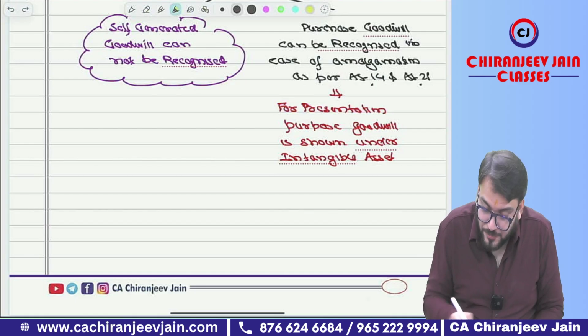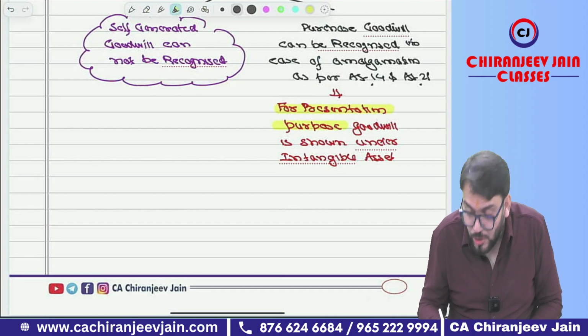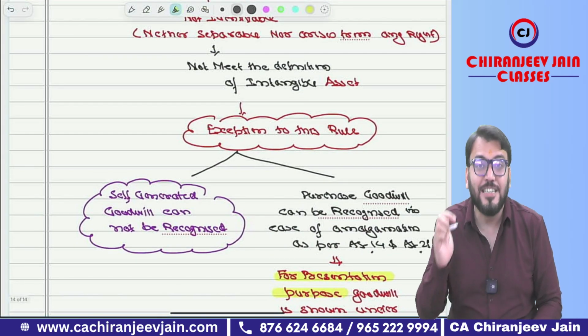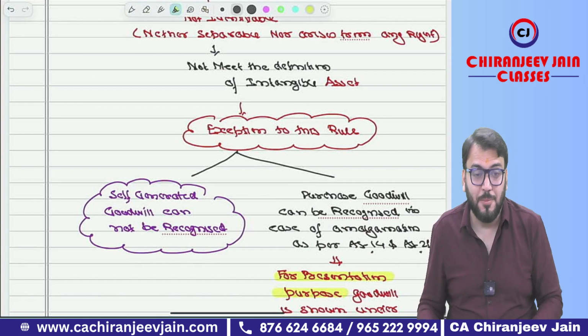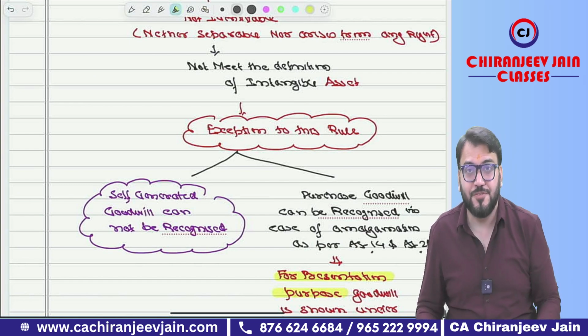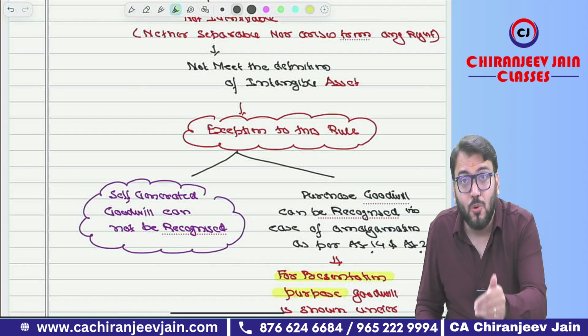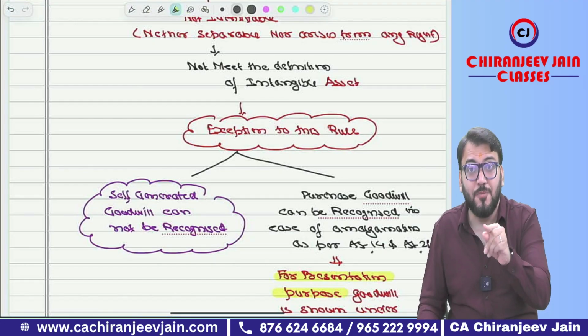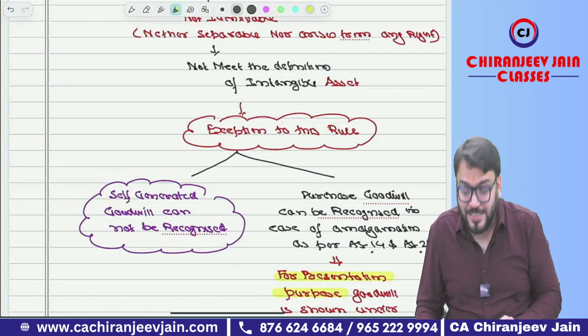What I want to say, if somebody asks you whether goodwill is an intangible asset, you will say no. Why? Because it is not identifiable. It is not identifiable because it cannot be separated from business. It cannot be sold separately. It cannot be given or rent separately. Therefore, it is not identifiable. Therefore, goodwill is not an intangible asset.